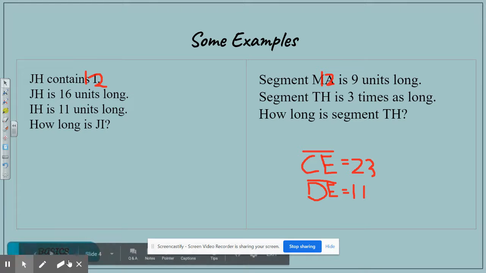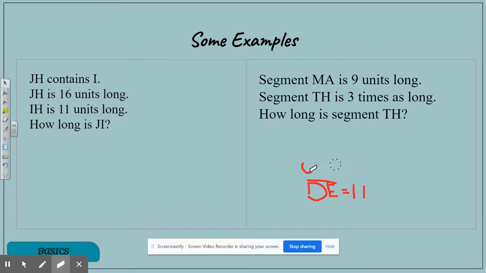Okay. Ooh, gotta erase. All right, so here we go with another problem.